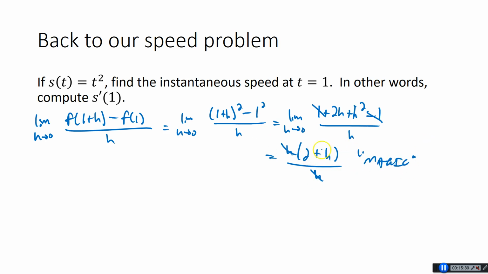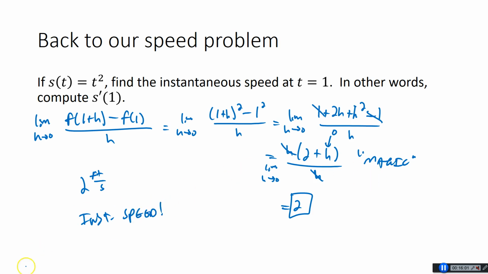Because now you don't have a problem with the h anymore, right? This is still the limit as h approaches 0. Now we can plug in 0 for h. And what do we get? Plug the 0 in for h right there, and we get 2. So what does that mean? That means at time t equals 1, you're moving exactly 2 feet per second. That is your instantaneous speed.